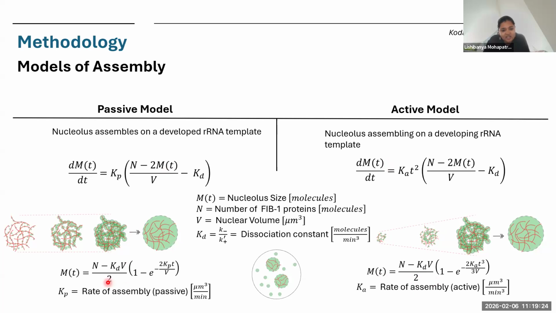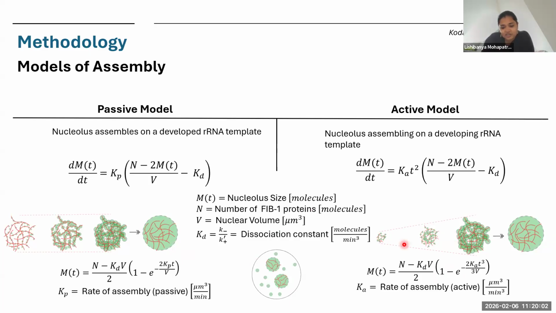I hope you can notice that there are a number of parameters that these models share, like the number of nucleolar proteins, the dissociation constant, volume, that's the same in both the models. But the main difference in both these models is the assembly rate, Kp and Ka, and the way that it proceeds as a function of time. In one case, you proceed as a negative exponential of time, but the other one, you're proceeding as e raised to the power of minus t cubed. So it has a different time dependence. And these two are basically predictions for what the nucleolar size might look like.